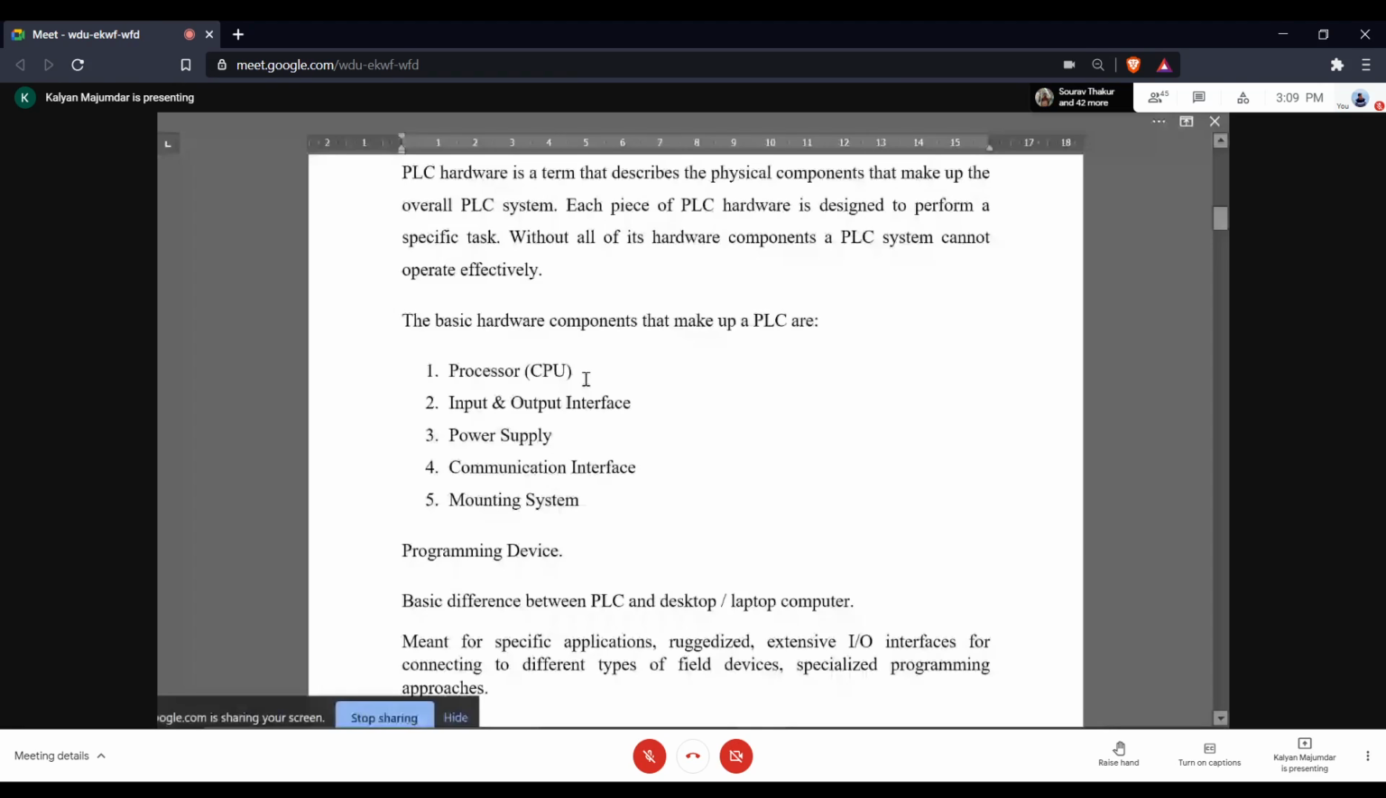Before I go on, one thing: your PLC is a computer-based system, a processor-based system, and your desktop or laptop is also a processor-based system. Then what basically is the difference between a PLC and a desktop computer? Or what's the difference between a PLC and a laptop? Let's try to have a look at particular features.